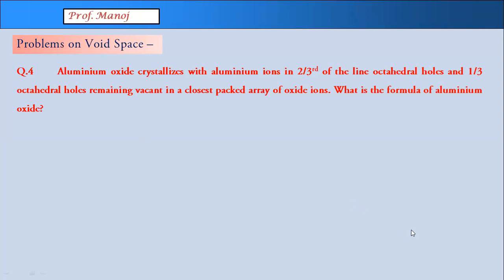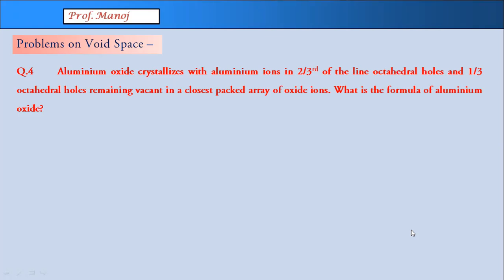Whatever comes to your mind, please tell me. There are two elements, aluminium and oxygen. Who will form the lattice? Aluminium or oxide? Who will form the lattice? Please tell me. Once again, I repeat the concept. Anions always make the lattice. Remember this concept. Anions always make the lattice.